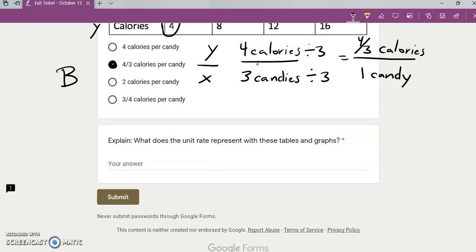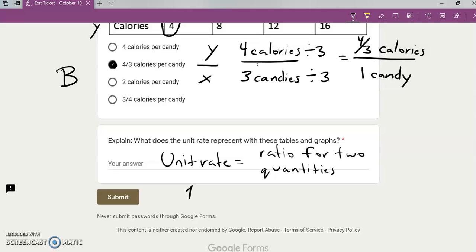So going down to the last question, explain what the unit rate represents with these tables and graphs. So the unit rate is equal to a ratio for 2 quantities. So like for this one, it was the amount of calories per every candy. It could be miles per hour. It could be meters per minute. It could be a lot of different things. But a unit rate is the ratio for 2 quantities where the denominator has to be 1.